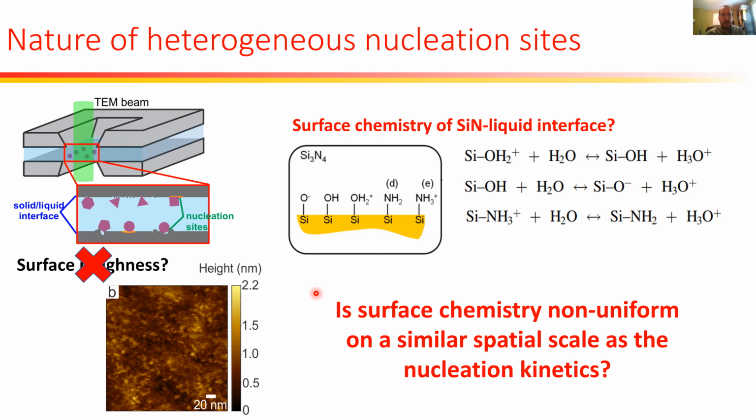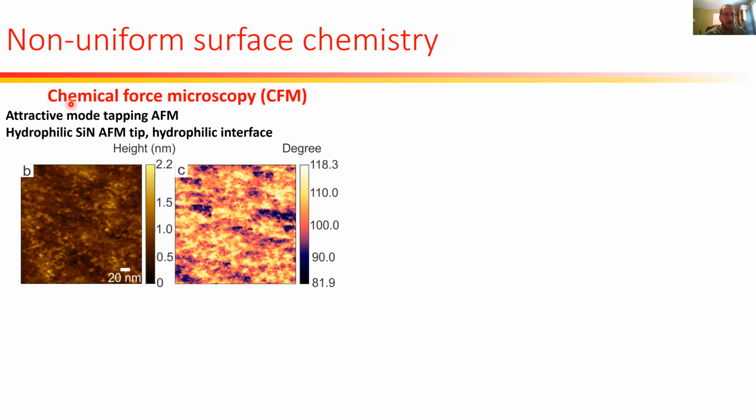For this, we did chemical force microscopy. Here we essentially operated our AFM in what's called attractive mode, where the AFM probe doesn't really probe the topology of your surface anymore, but rather the colloidal interactions of the probe with the interface. To do this, we made our silicon nitride AFM tip hydrophilic, as well as our interface. If we look at the CFM map on the right, this is a phase map of our interface.